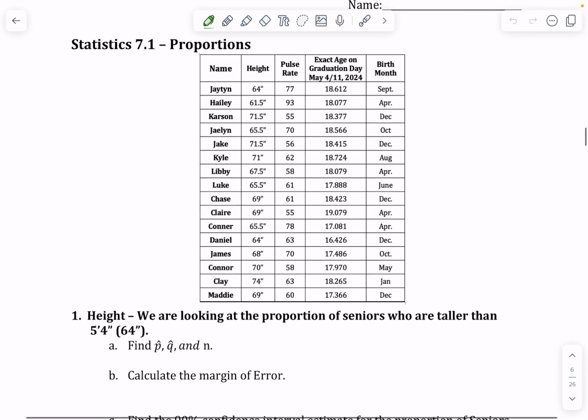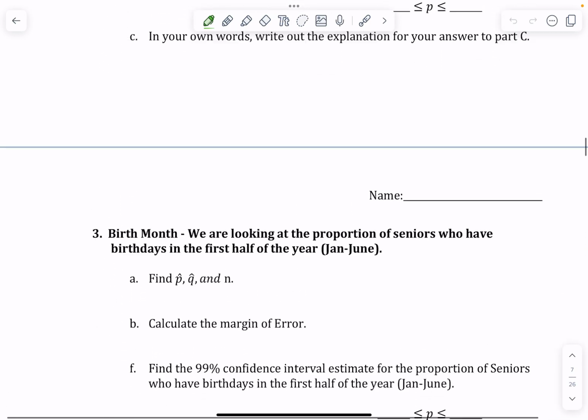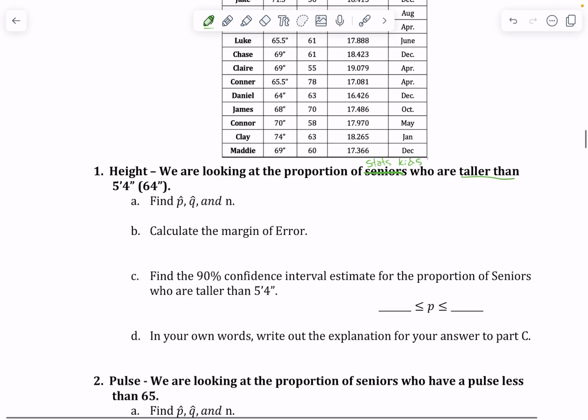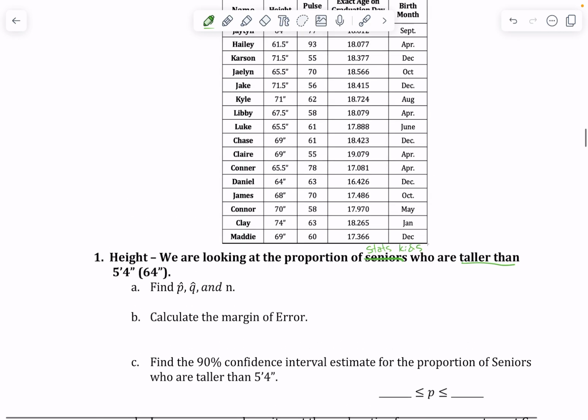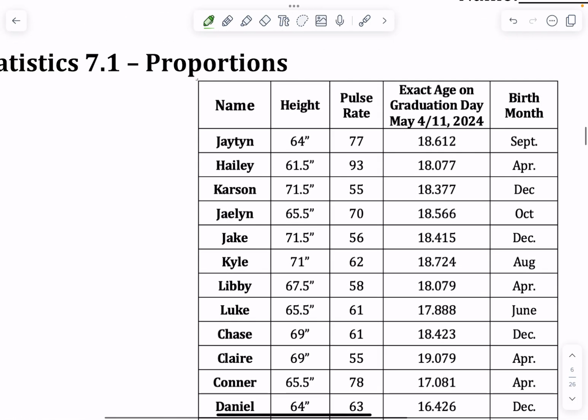So we're looking at the proportion of, and I have to apologize, when I originally did this project years and years ago, I only had seniors in the class. So we're going to change this. This is not seniors. This is the proportion of stats students who are taller than 5'4" or 64 inches. Now, taller than does not include 64 inches. So I'm looking for just the people who are taller than 64 inches.